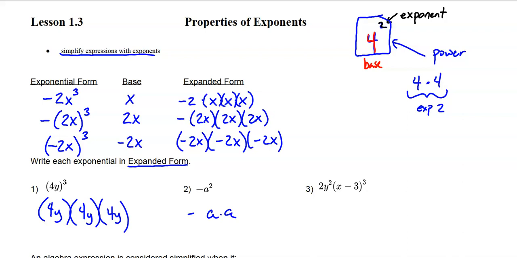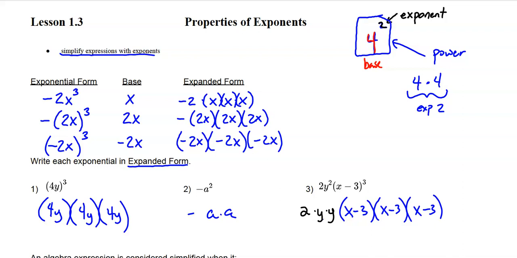Number 3, the third power: the only thing being raised to the third power is the x minus 3. So this is the base, and it's being multiplied by itself 3 times, which we will actually do later in the course when we expand polynomials. And then the 2y squared just gets multiplied at the very beginning. That was not part of that third power. And if I wanted to expand this a little further, the 2y squared could be expanded, and it would be 2 times y times y. So that would be fully expanded out.